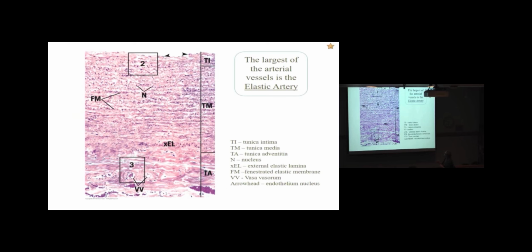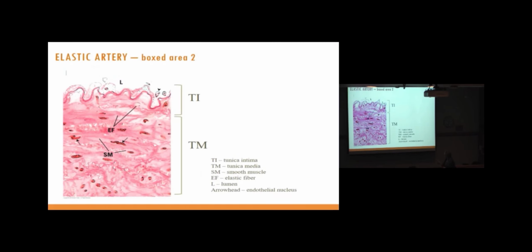So we're going to look at this box and this box blown up, higher power. Here's the intima, here's the media. These are the nuclei of endothelial cells sort of popping up. There's some connective tissue. This is a smooth muscle cell. And then there are a lot of fibers. And again, distinguishing between the intima and the media is a little bit of a judgment call.